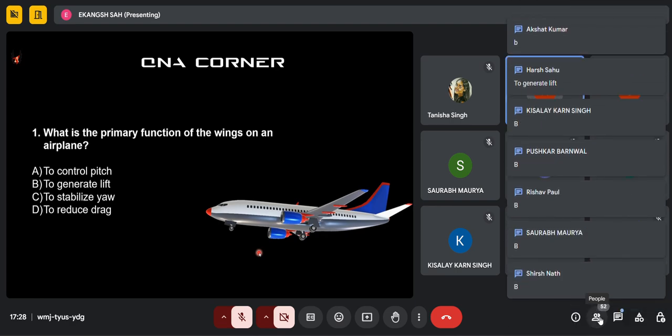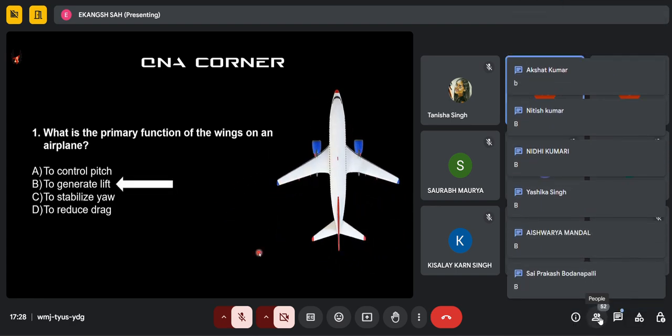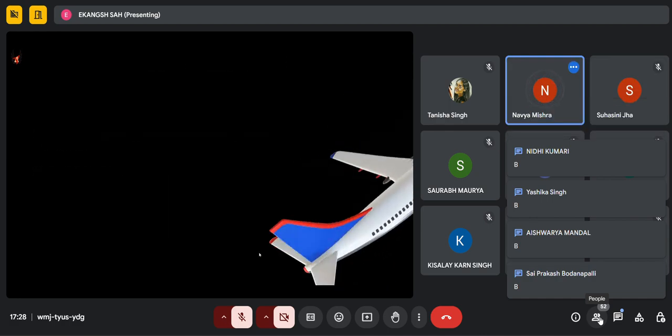Yeah, I guess you all are answering right. So the correct answer is B, to generate the lift. Next slide.